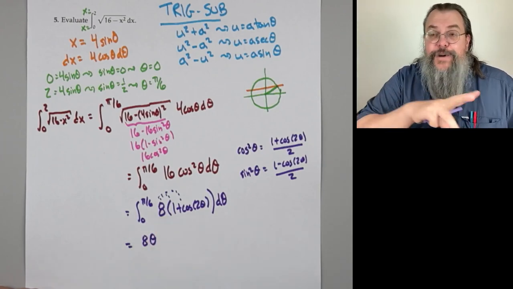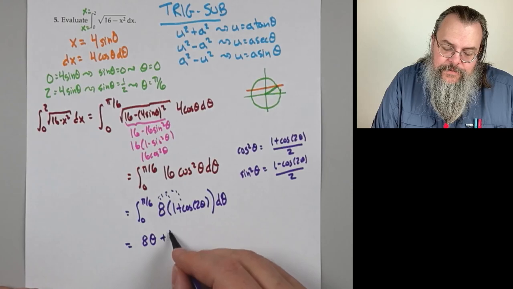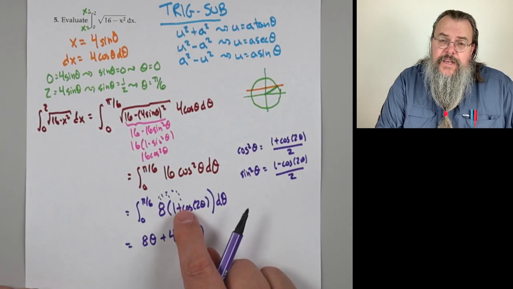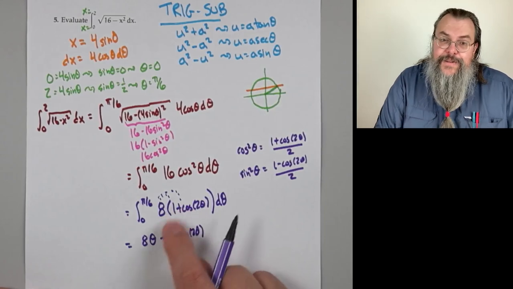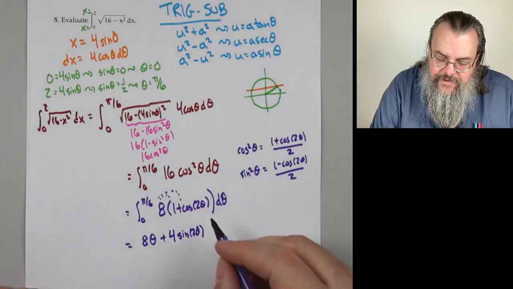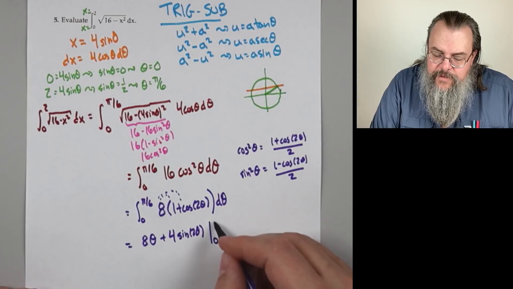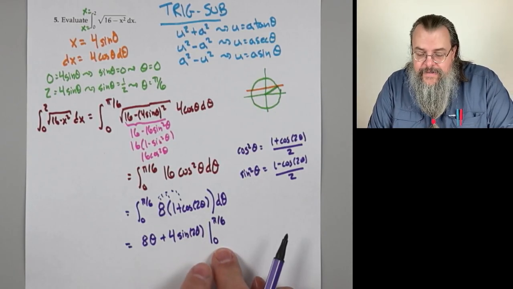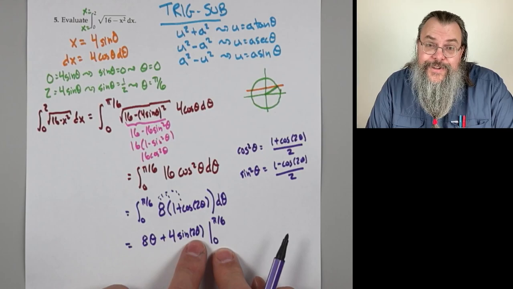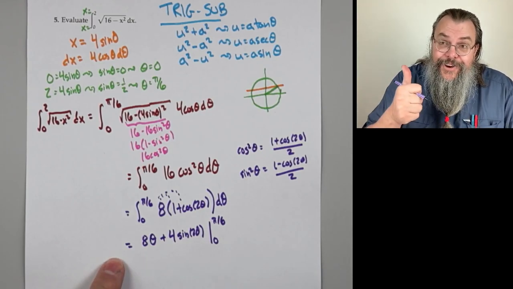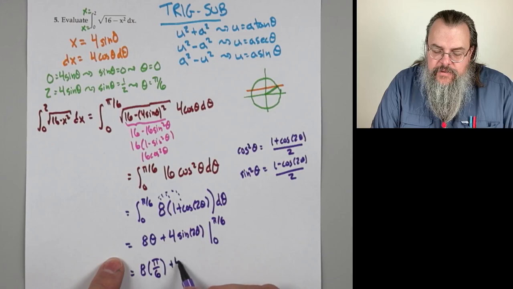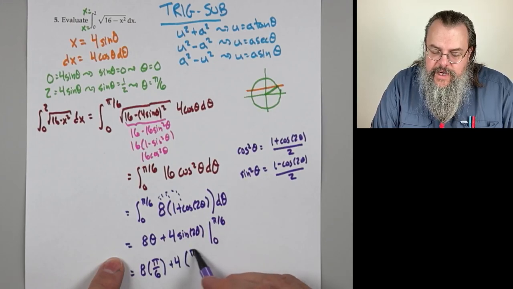We also have an 8. Put it all together. We'll have a 4 sine 2 theta. And of course, an easy mistake that people make is this plus sometimes becomes a minus. No, it's a plus. It should be a plus. So be careful. It's easy to mix up integrals and derivatives of sines and cosines. And evaluate from 0 to pi over 6. Now the good news at 0 is that 8 theta is 0 at 0, and sine of 0 is also 0. So when you plug in 0, you get 0. Nice! So we have 8 times pi over 6 plus 4 times sine of 2 times pi over 6, and 2 times pi over 6 is pi over 3.